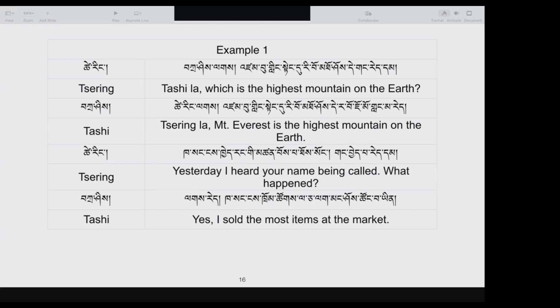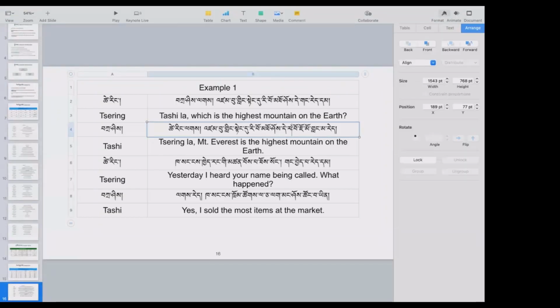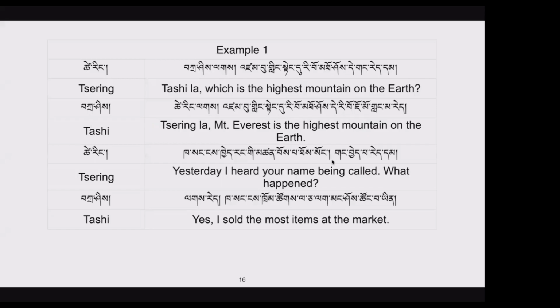Which is the highest mountain on the earth? So highest mountain peak, when we say mountain, it means highest mountain peak on the earth. So this is not the comparative, because, why should it be? We're talking about mountain peak.